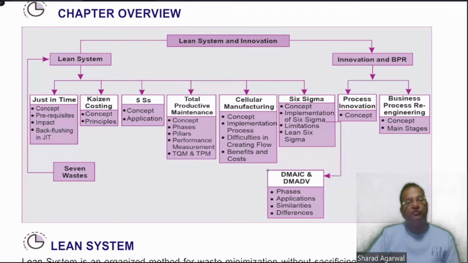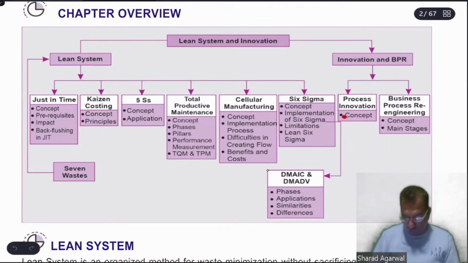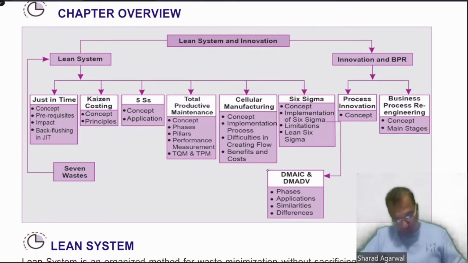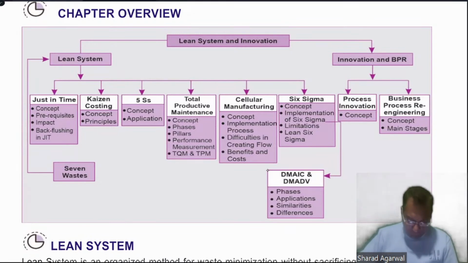The second major topic is innovation. Innovation covers 2 topics, process innovation and BPR, business process re-engineering. Clear? So these are the contents. First of all, we will start from lean system. In the very first topic, we will cover what we mean by lean system, and then focus on its 5 methods, how lean system is achieved through a combination of the 5 techniques given in chapter number 3.